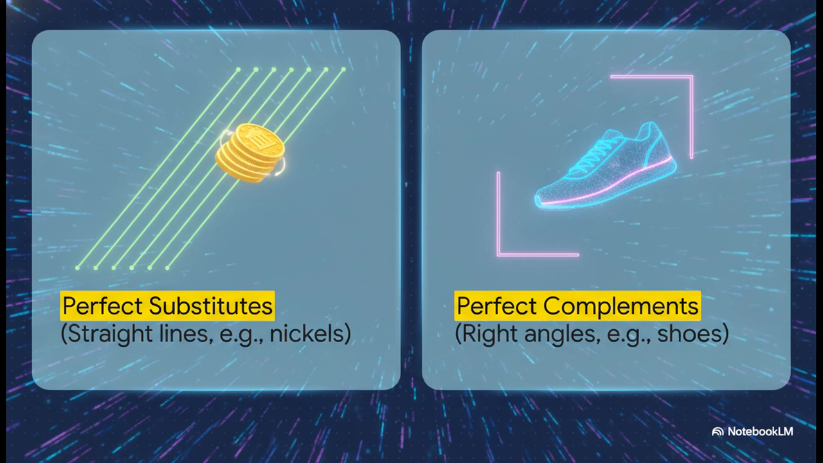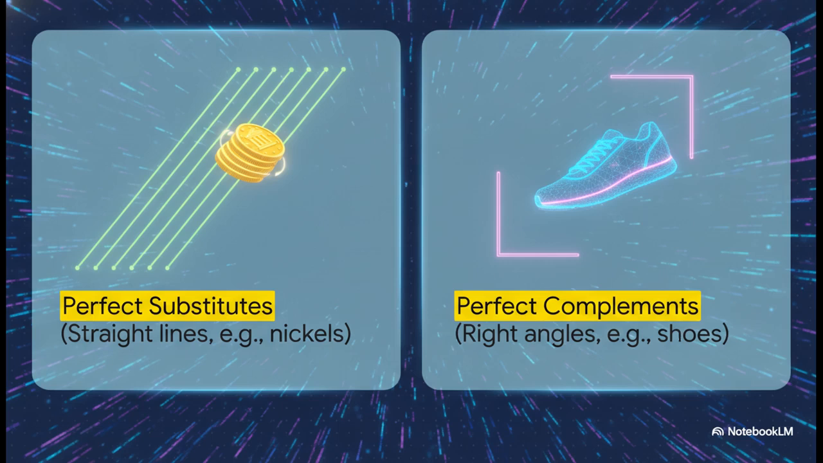And this brilliantly illustrates how the operating system handles entirely different types of goods. When goods are extremely easy to swap, like say trading 2 nickels for a dime, they're perfect substitutes, and their indifference curves are just straight lines. But when goods absolutely must go together like a left shoe and a right shoe, they are perfect complements. In that case, having 7 left shoes and only 5 right shoes doesn't make you any happier than having 5 of each.